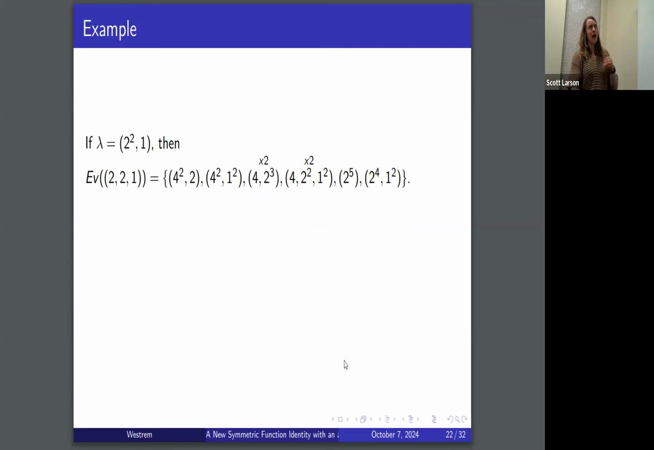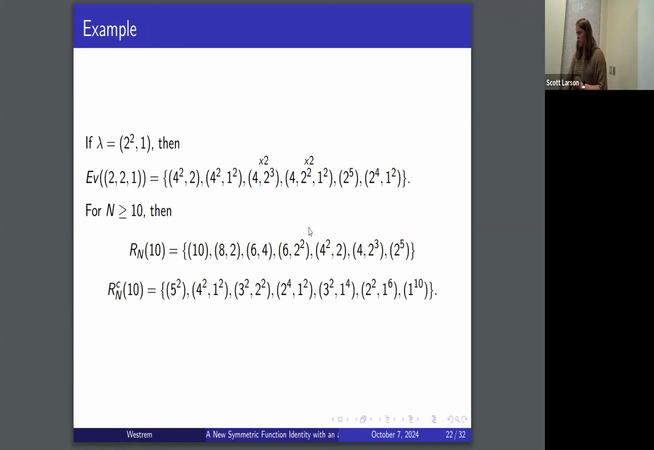Okay, so let's look at an example of how this kind of plays out. So if lambda is 2 squared, comma 1, or 2 2 1, then as described here, we have a couple repeated partitions in here for EV of lambda. And we can write out, if we don't have any restriction on capital N, the number of parts, then we have these partitions here. So we're talking about partitions of 10, which is 2 times 5, 2 plus 2 plus 1. And here is kind of our playground where we're coming from, what we'll be working with.